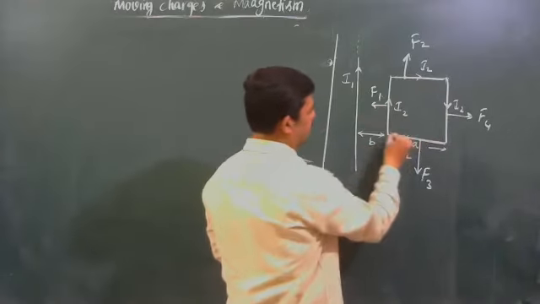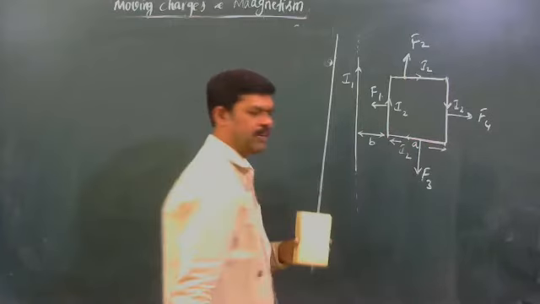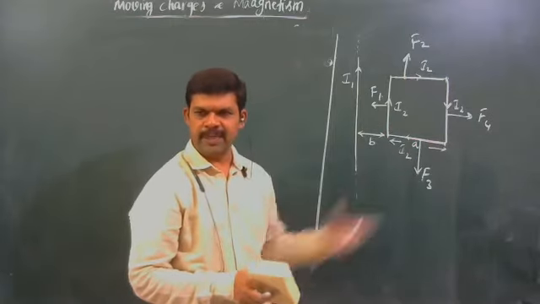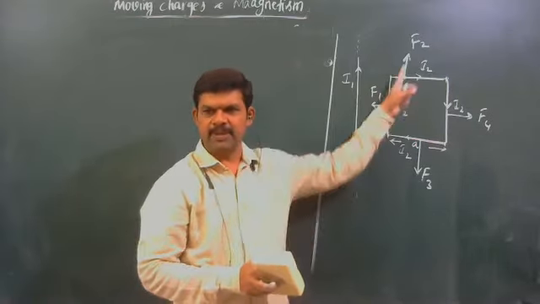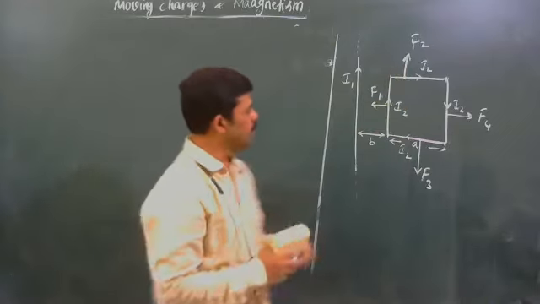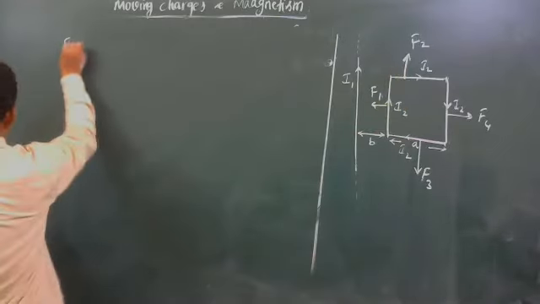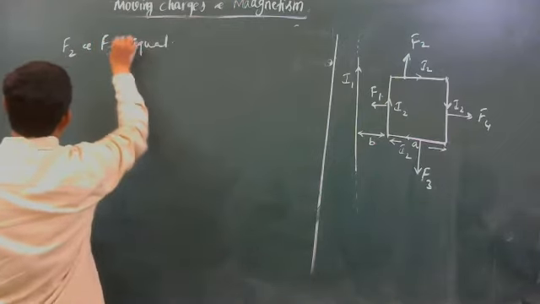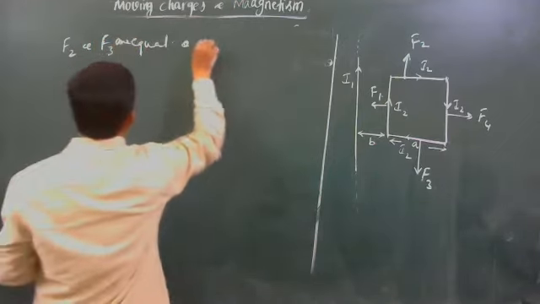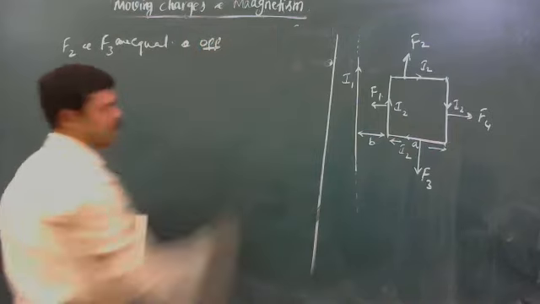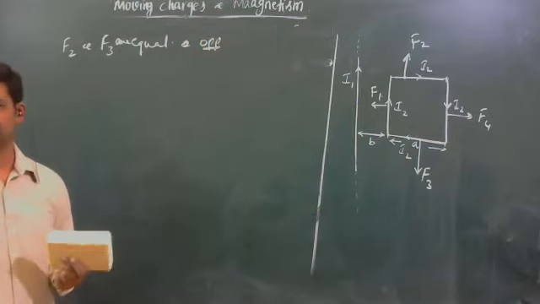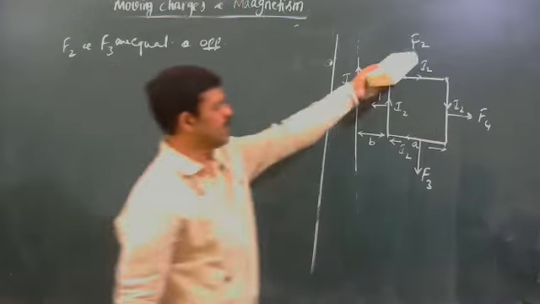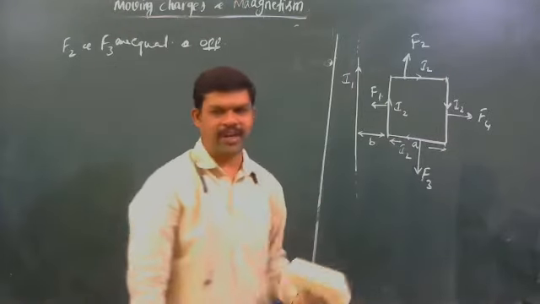This conductor and this conductor both have the same length and are at the same distance. So forces F2 and F3 are equal and opposite. So they cancel out with each other. So these two cancel out. Are F1 and F4 equal?